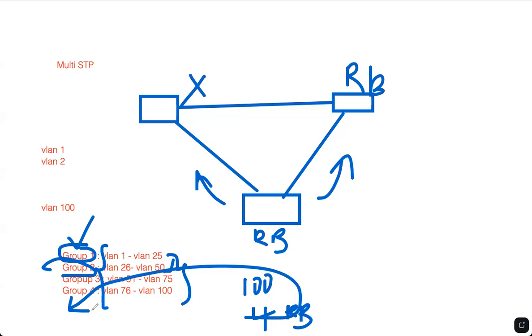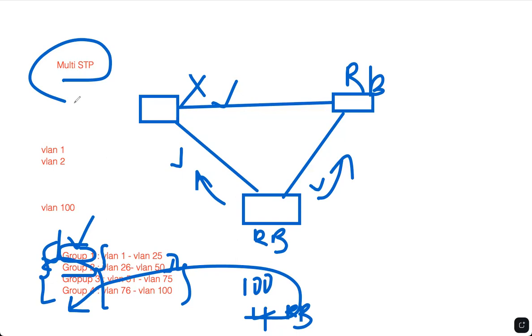Now you are solving the problem of using all the links, but at the group level, not at the VLAN level. So when you have a large number of VLANs, it's important that you use multi-spanning tree, because you are mapping the VLANs into a single group and applying priority at the group level.